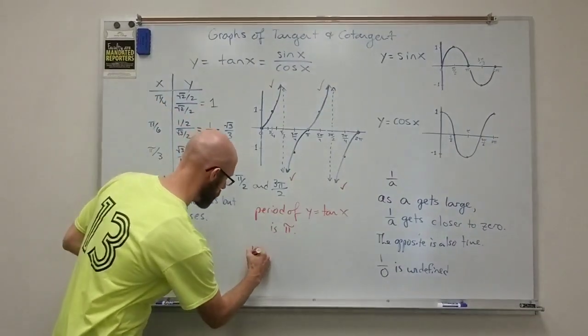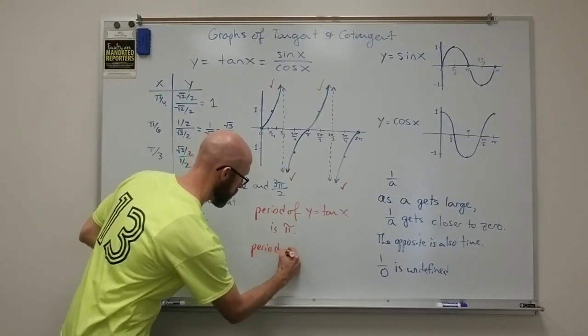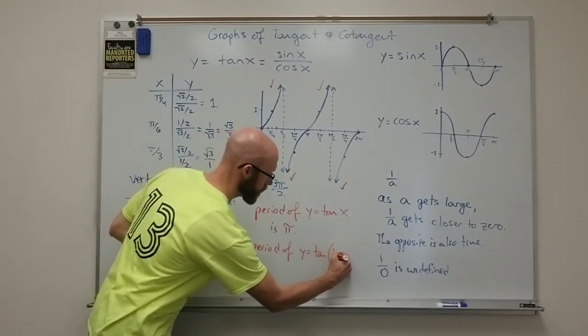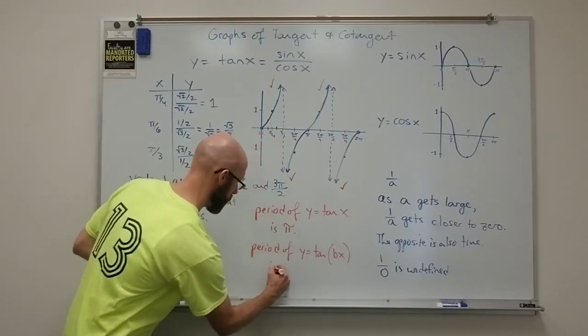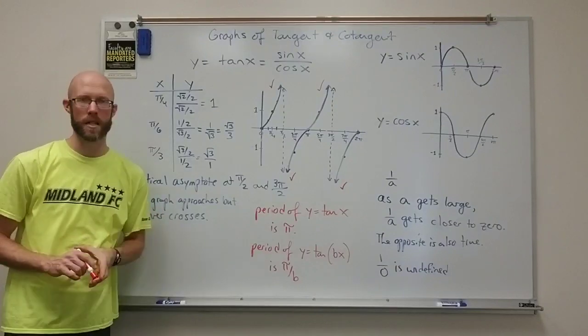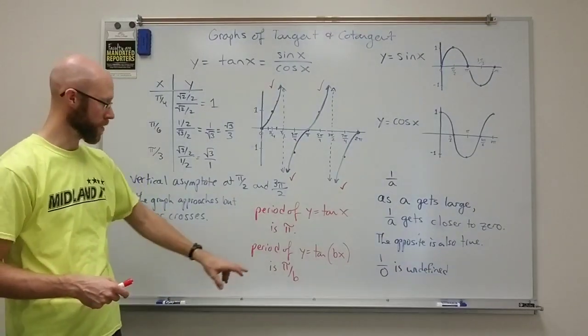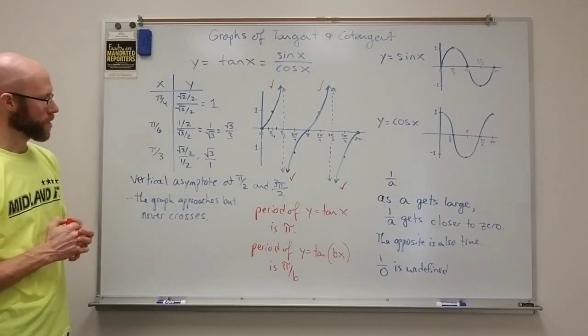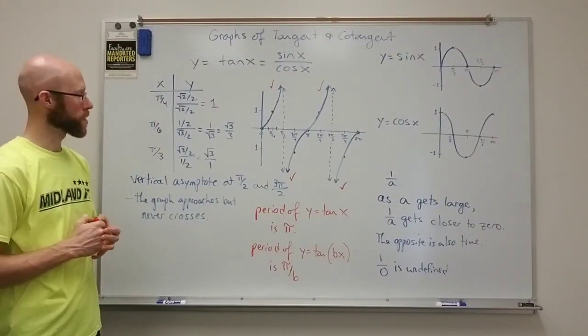So the period of y equals the tangent of bx is pi over b, okay? So it's a slightly different formula now instead of 2 pi over b, all right? Okay, so that gives us some more information.